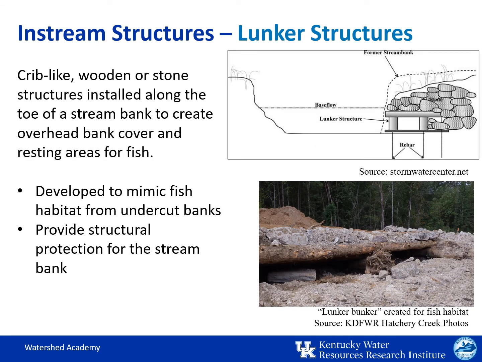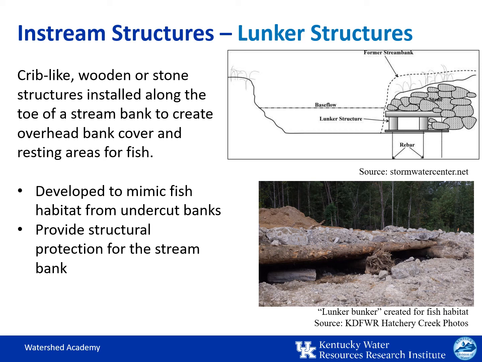Another in-stream structure that is associated with the bank but requires more extensive construction is a lunker. A lunker is a crib-like wooden structure installed along the toe of a stream bank in order to create overhead bank cover and resting areas for fish. It consists of two logs with wooden spacers inserted between them. Additional logs are also nailed across the spaces perpendicular, and so a structure is formed.